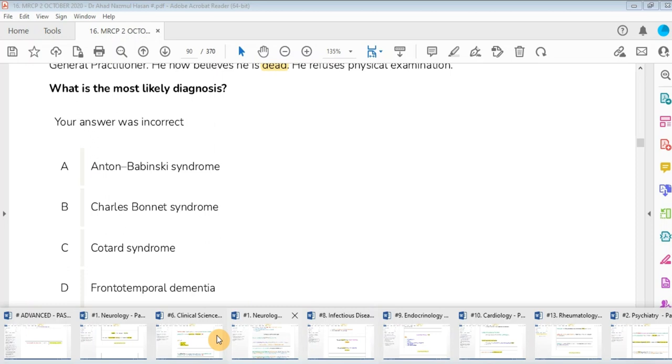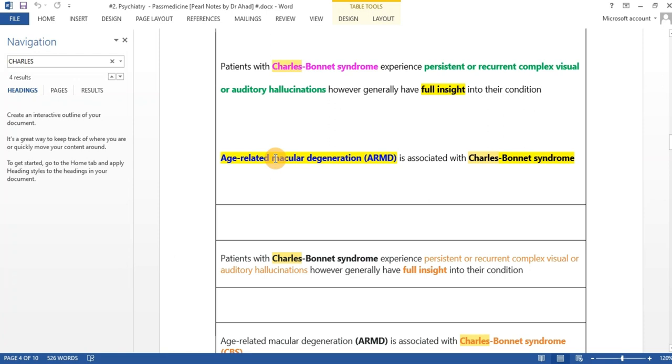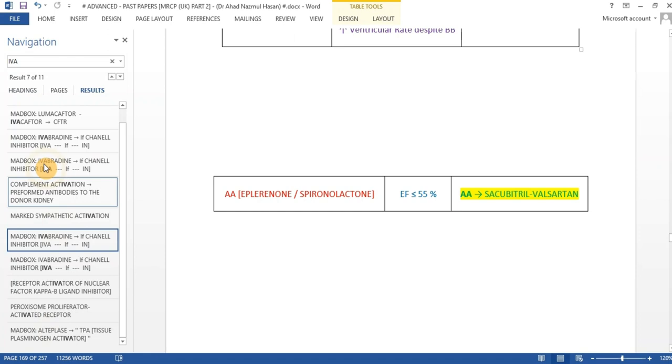So patients with Charles Bonnet syndrome experience persistent or recurrent complex visual or auditory hallucination, however, generally have full insight into their condition. So they will have intact insight. The ARMD, age-related macular degeneration, is associated with Charles Bonnet syndrome, and choice of treatment should be reassurance.